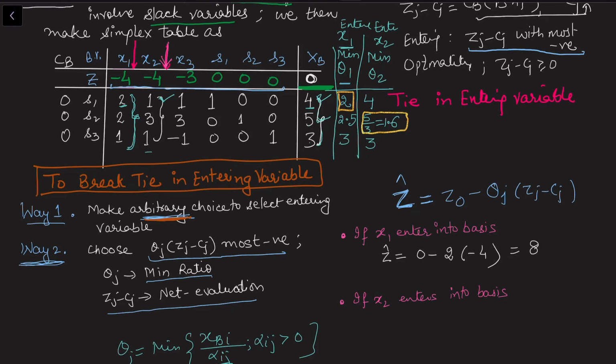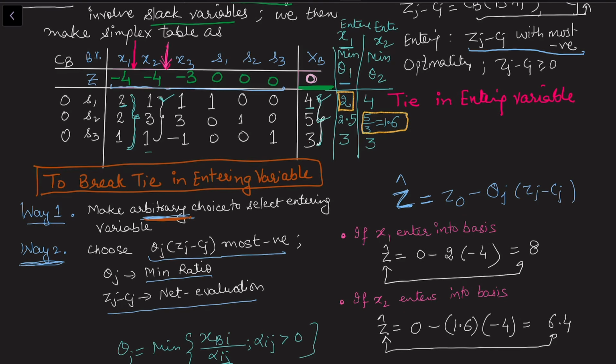Whereas if I enter x2 into the basis, in this case z hat, the improved value, is z naught, which is 0, the current value, minus theta j. If I choose x2 as the entering variable, the minimum ratio I have to consider is 1.6, and the zj minus cj is minus 4. So this will be minus 1.6 multiplied by minus 4, and this value is about 6.4. Now we can see that z hat is more improved if I enter x1, and it is less improved in comparison to x1 if I enter x2.